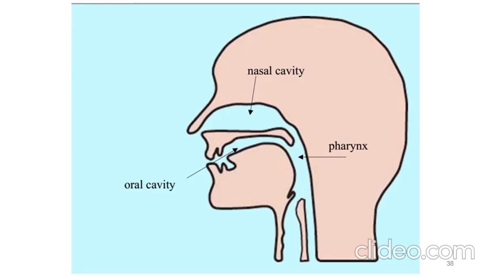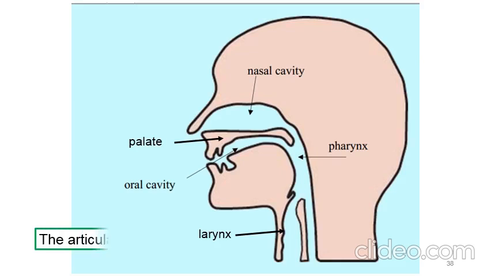This slide shows us the oral cavity and the nasal cavity and a part of the vocal tract called the pharynx, which is not really relevant to English. This is the larynx, that's right. And this is your palate, which is divided into three parts.